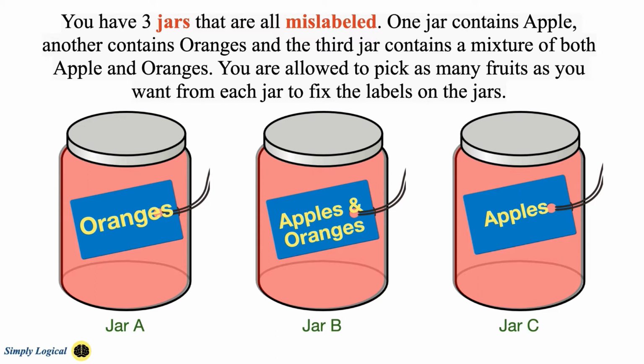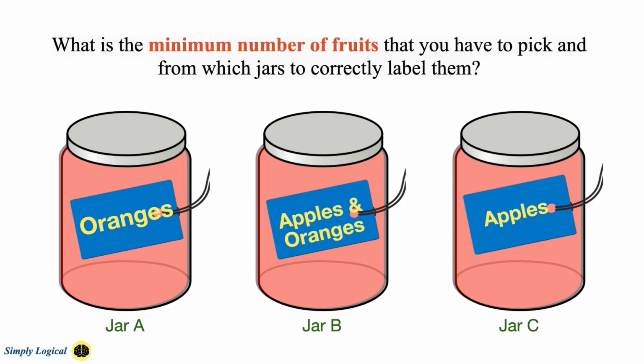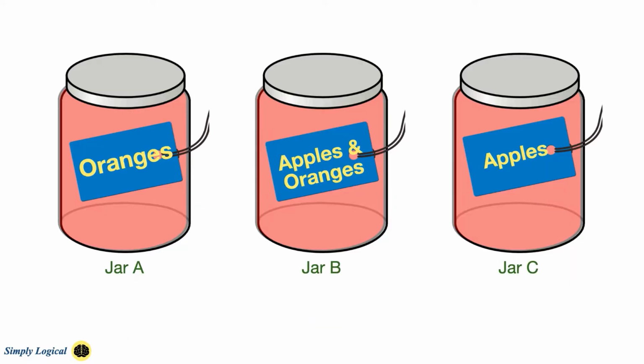You have three jars that are all mislabeled. One jar contains apples, another contains oranges, and the third jar contains a mixture of both apples and oranges. You are allowed to pick as many fruits as you want from each jar to fix the labels on the jars. What is the minimum number of fruits that you have to pick, and from which jars, to correctly label them? This puzzle also requires similar logic, which I have explained earlier.